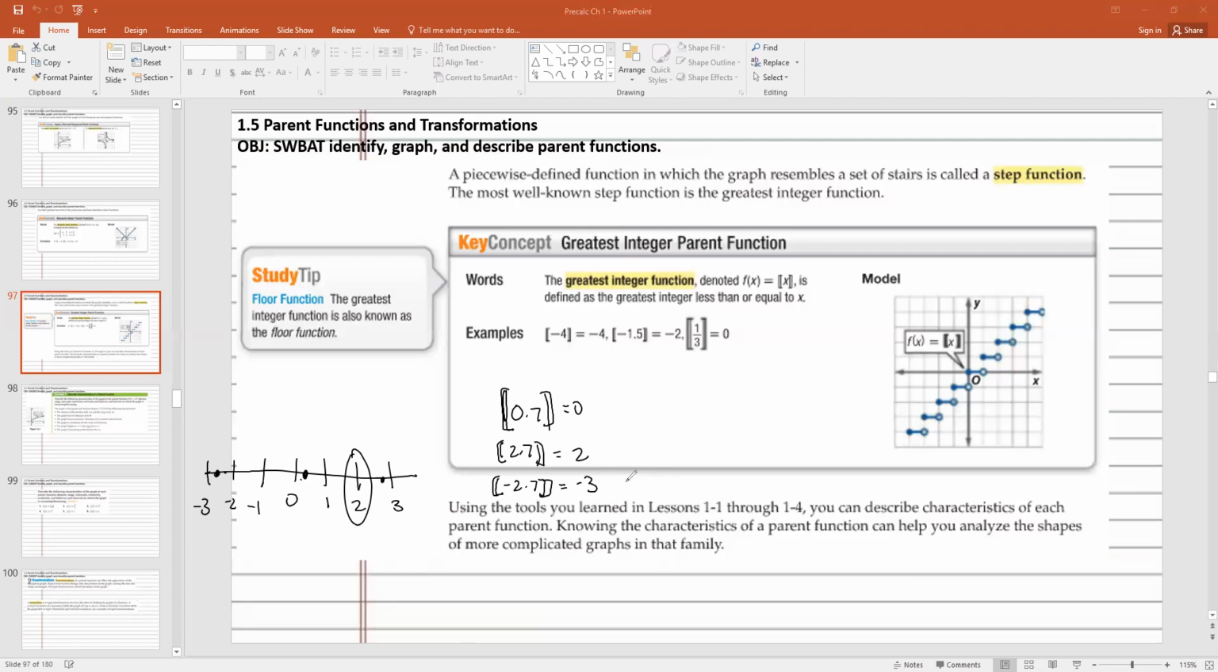that is smaller than or equal to that. Okay, so if it's 2, then it would still be 2. So if it is an integer, then it stays that integer. All right, and that's that. So let's look at this one. For example, at 0.5, the greatest integer of 0.5 is 0, so it stays 0.